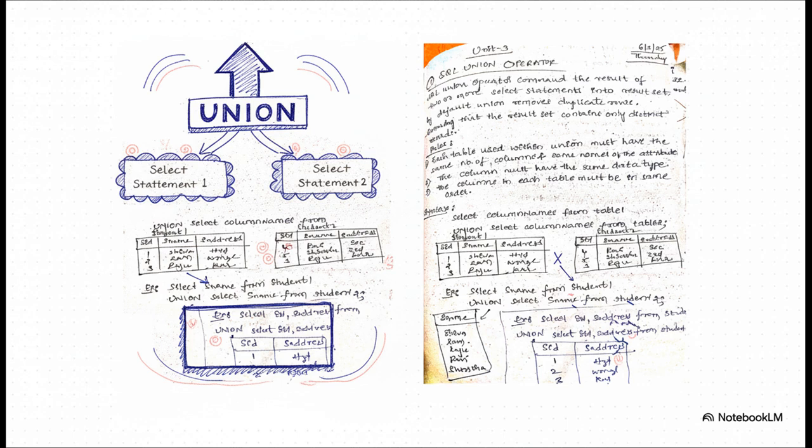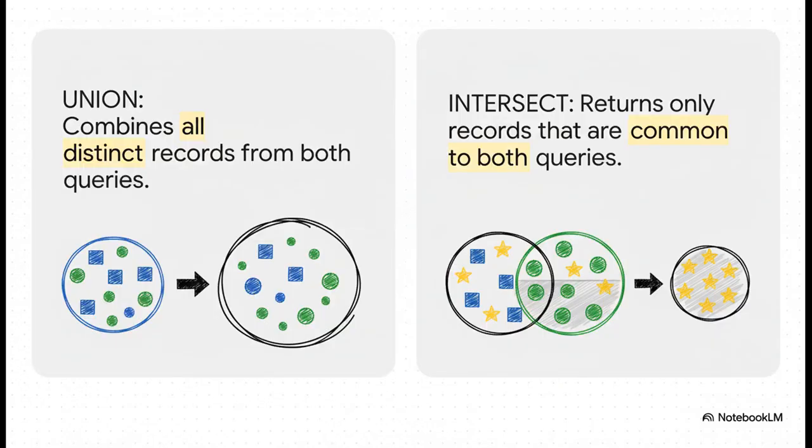Just like that. But what's really cool is that you can ask different kinds of questions with these operators. Union gives you everybody from both lists. But what if you had a list of old faculty and new faculty, and you wanted to find only the professors who were on both lists? Well, for that, you'd use INTERSECT. It only shows you the rows that appear in both of your queries. It's a fantastic tool for finding where your data overlaps.